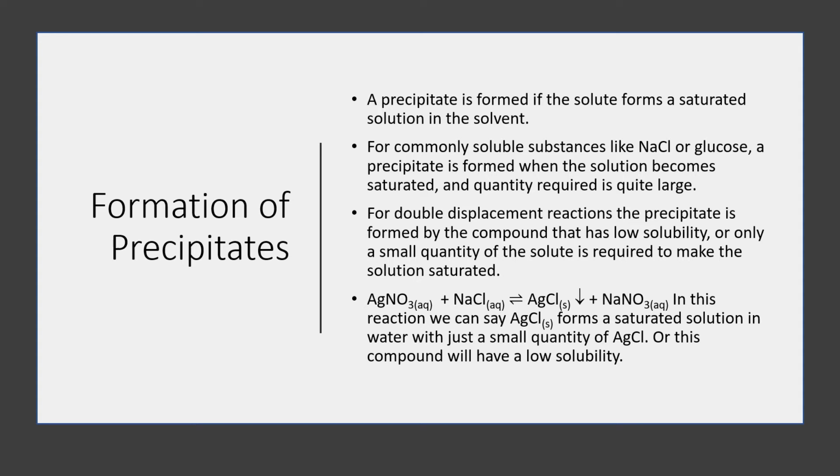So for the reaction between silver nitrate and sodium chloride producing silver chloride, which is a precipitate, along with sodium nitrate, which forms the spectator ions, in this reaction we can say silver chloride forms a saturated solution in water with just a small quantity of silver chloride. Or this compound has very low solubility. So compounds that precipitate, they have very low solubility, which means a small quantity of the salt can make a saturated solution.